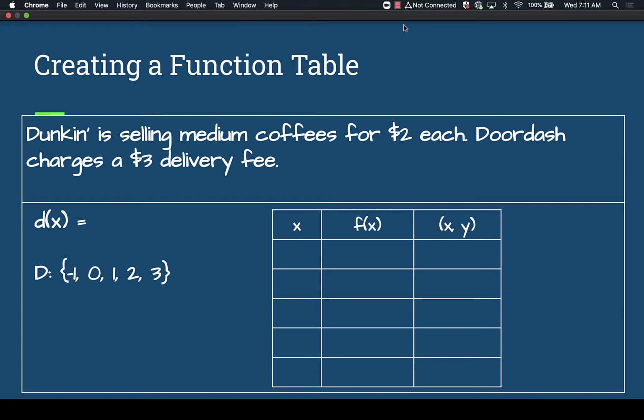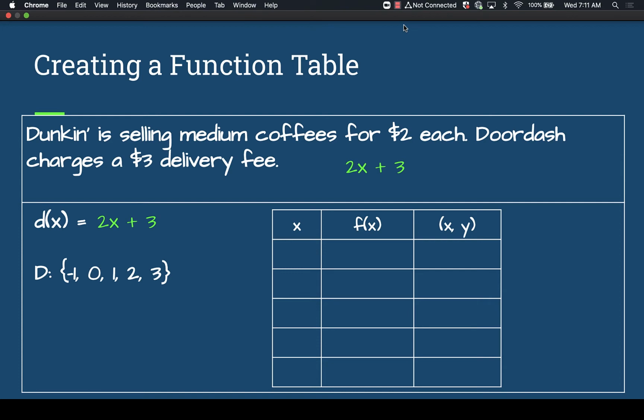So first, let's pick out some information that we know. So we know that coffee is $2 each. So I'm going to write that as 2x, where x is my number of coffees. Then, no matter how many coffees we buy, DoorDash charges an extra $3 for delivery fee. So our function here is going to be 2 for each coffee plus $3 extra. So I'm going to write that in my function notation as d of x equals 2x plus 3.